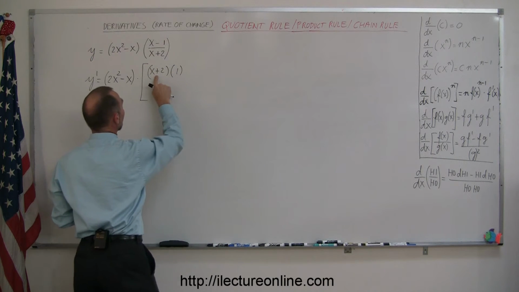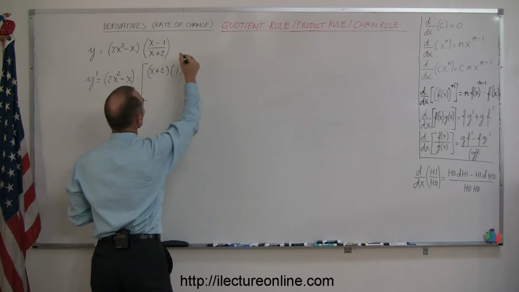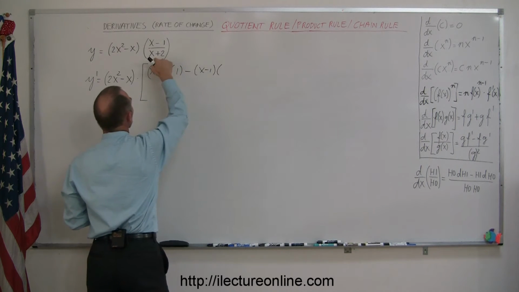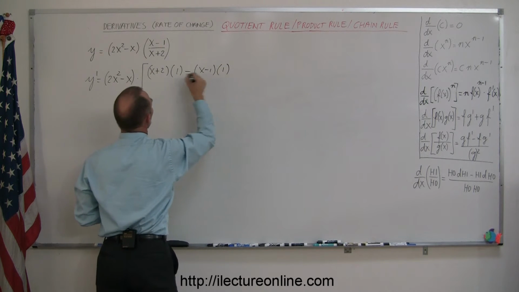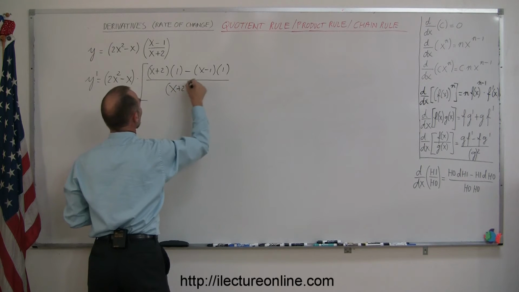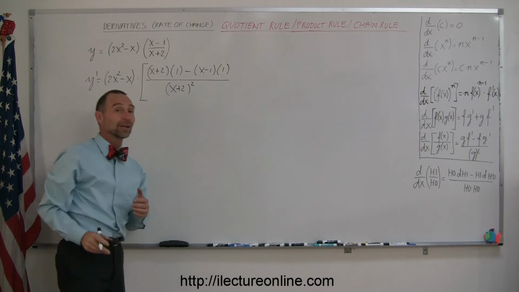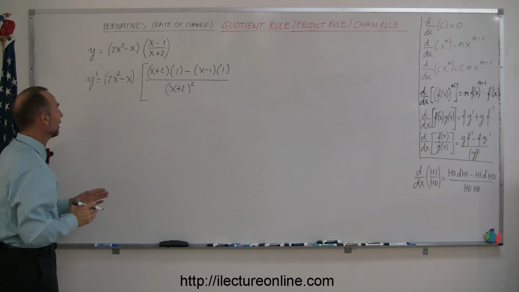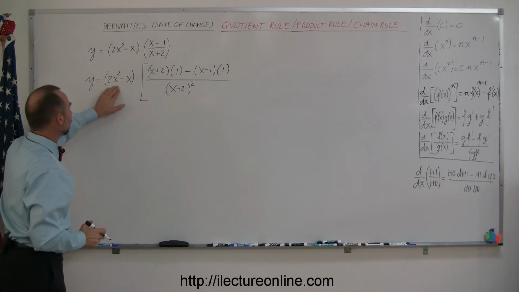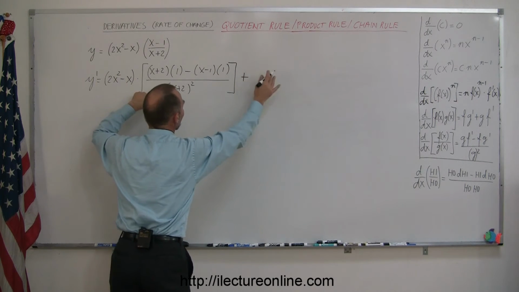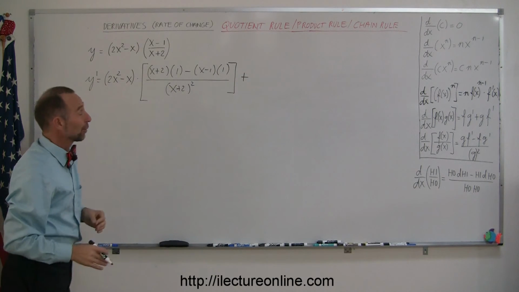So it's the denominator times the derivative of the numerator, minus the numerator, which is x minus 1, times the derivative of the denominator, in this case that's simply a 1, all divided by the denominator squared, x plus 2 quantity squared. Now, what I usually do when I do something like this, I reset myself. I start over again. I say, okay, this is a product, so it's the first times the derivative of the second plus the second, because sometimes you get lost of where you were actually at.